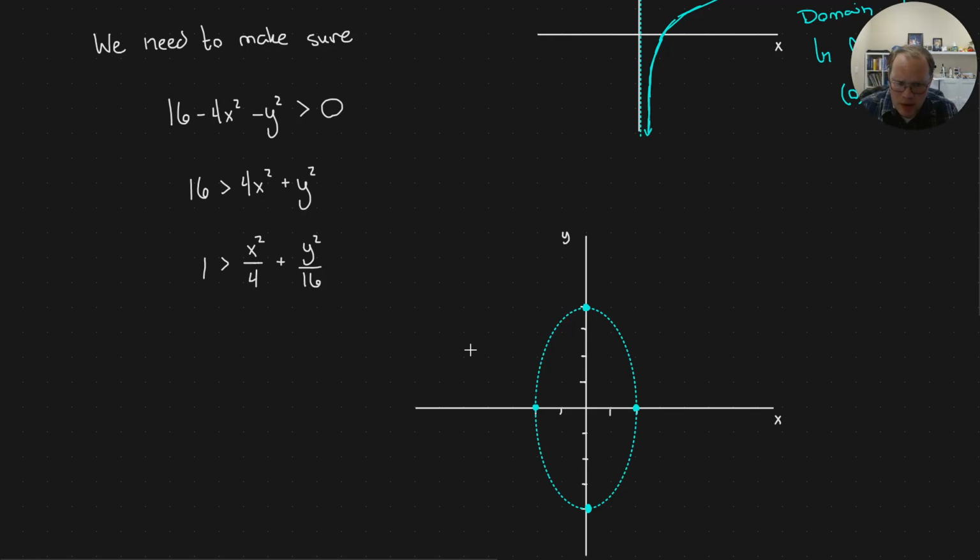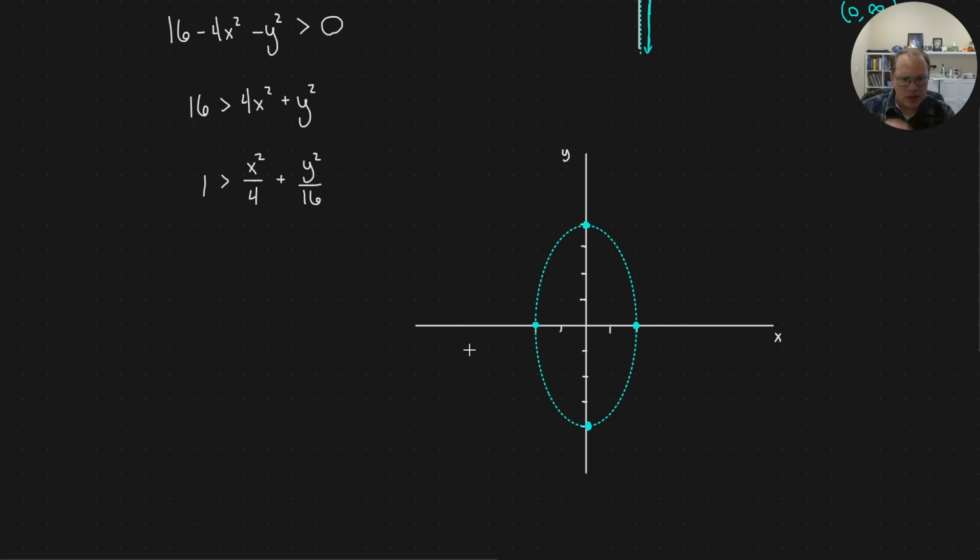That tells us our boundary, but which side do we shade? Notice we've split our xy plane into two regions. We have the region outside the ellipse and the region inside the ellipse. Now, one of those regions we're okay to plug into our function. The other one we're not. How do we know which is which?